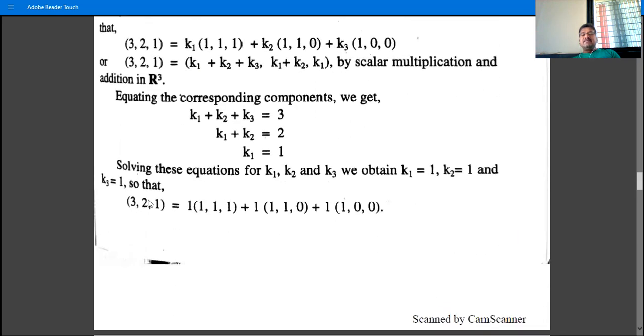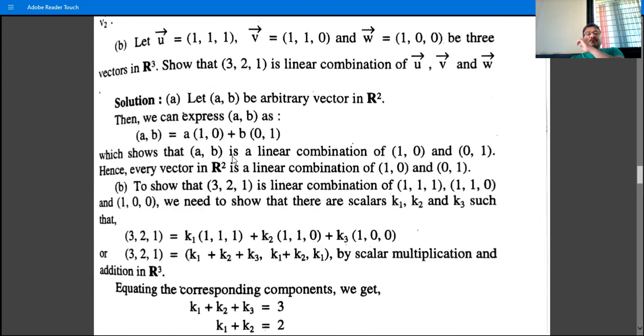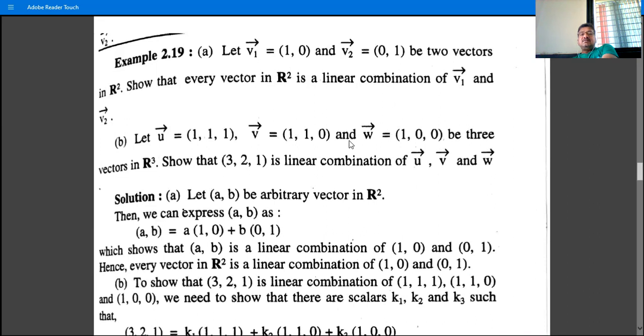So this last equation shows that (3, 1) is expressed as a linear combination of these three vectors (1, 1, 1), (1, 1, 0), and (1, 0, 0). So in this method, this problem we can also solve in another way.